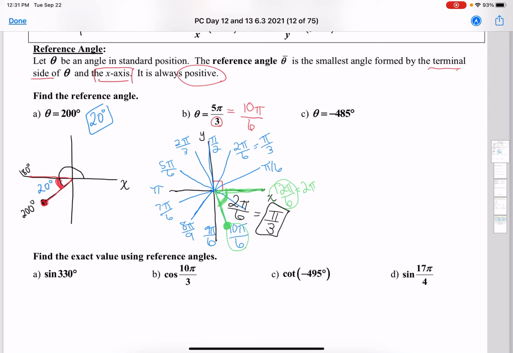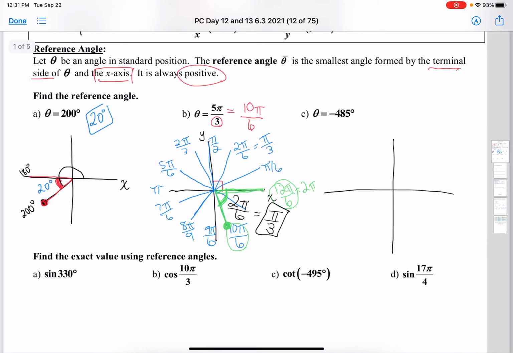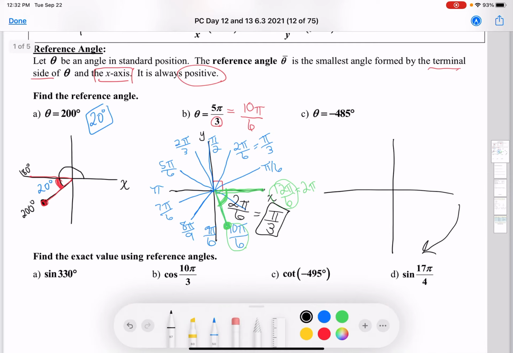Okay, so now we have part C. It's negative 485. All right, so again, I'm going to draw my x and y axis. And we have negative degrees here, so that means we are going to go clockwise. Sorry, I don't know why I said to the left. Clockwise. Okay, so we'd be going this way.